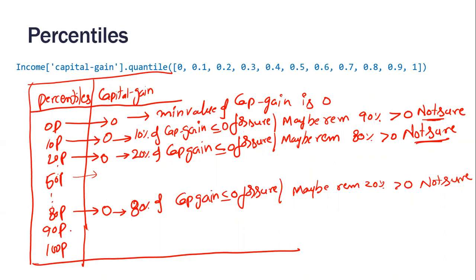Up there, all of you are out there, like just two more. Let's go ahead. 90 percentile is 0. What is our first statement? 90 percentile is 0. What is going to be our first statement? 90% of capital gain is less than or equal to 0 for sure.